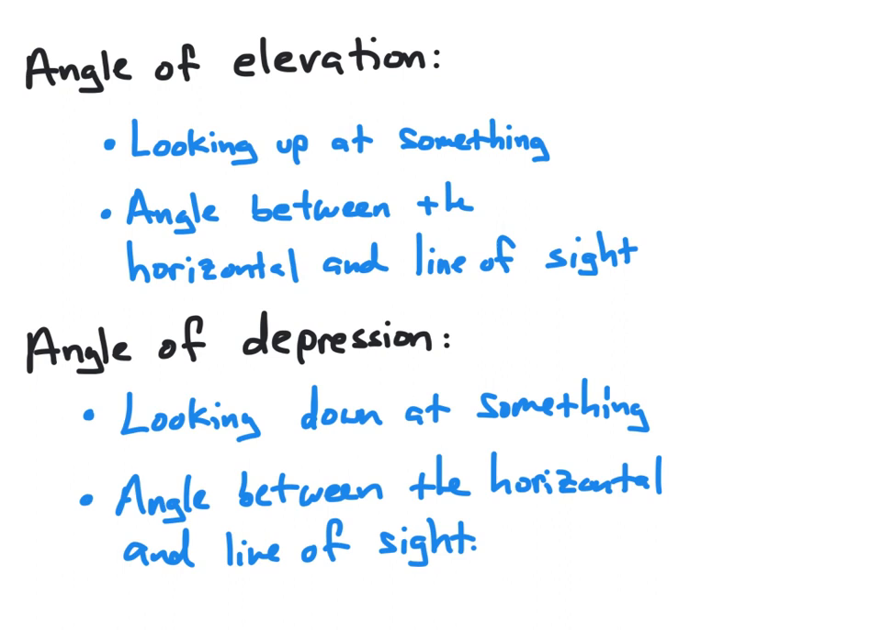On the other hand, the angle of depression will occur when you are looking down at something. And again, it is the angle between the horizontal and the line of sight. So for example, if you are in a plane flying in the air and you look down at an object on the ground, the angle of depression is the angle between the horizontal, that is the path of the plane in the sky, and the line of sight from you down to that object that you're looking at.